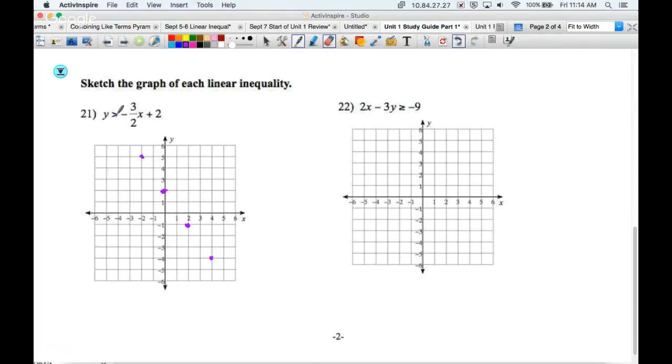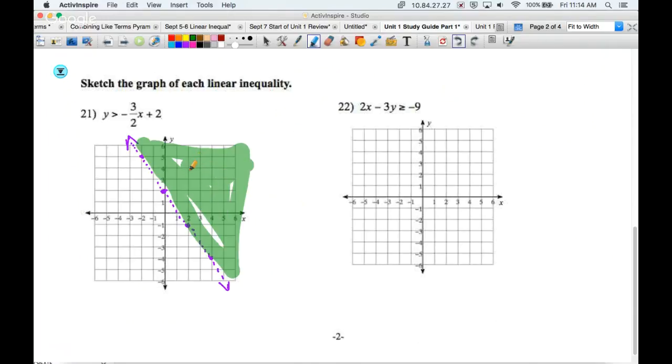Now I look at my inequality symbol. This is just a greater than, so I want to connect these up with a dotted line. It doesn't have the or equal to part, so we don't want to include the line itself in our solution. And then I have to decide which side to shade. Greater than makes me think I need to shade above.